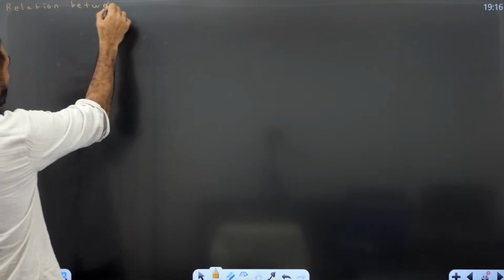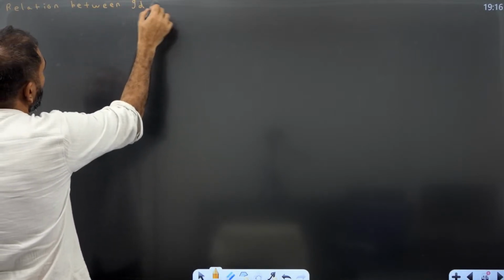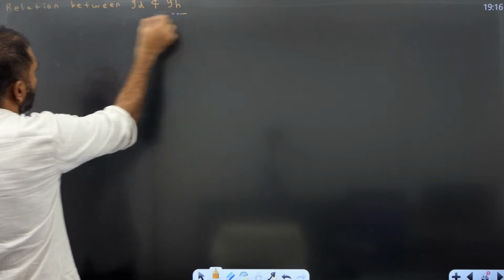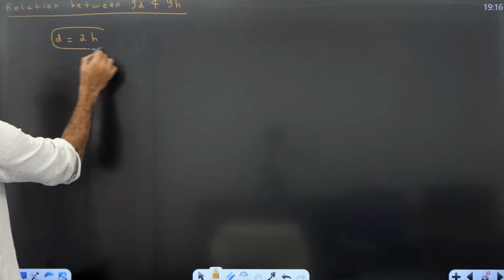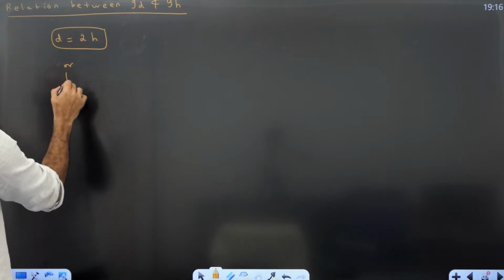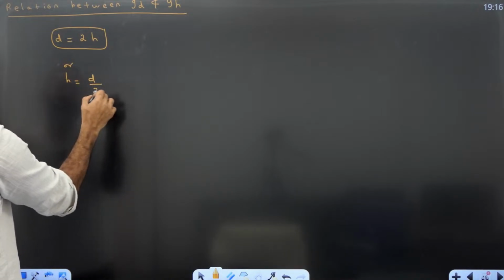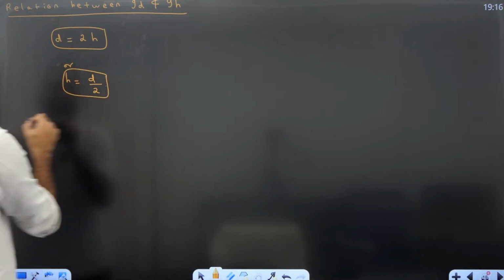Next, relation between gravity at a depth and gravity at a height. Very simple relation, d equal to 2h or h equal to d by 2. We will do one example question.